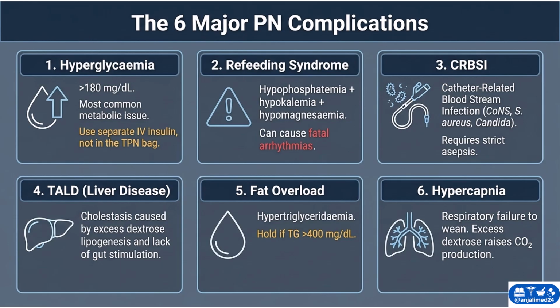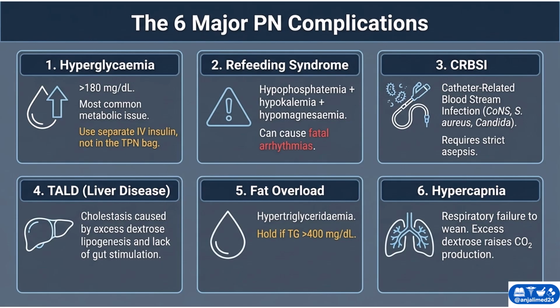The fourth complication is TPN-associated liver disease, also known as TALD. Excessive dextrose administration, hepatic fat accumulation, and prolonged absence of enteral feeding can lead to cholestasis and liver dysfunction. The fifth complication is fat overload syndrome or severe hypertriglyceridemia. Triglycerides should be monitored regularly, and lipid emulsions should be withheld if triglyceride levels exceed 400 milligrams per deciliter.